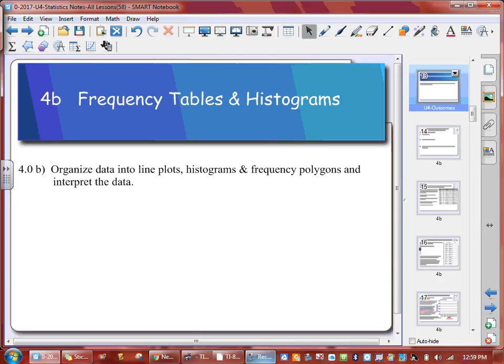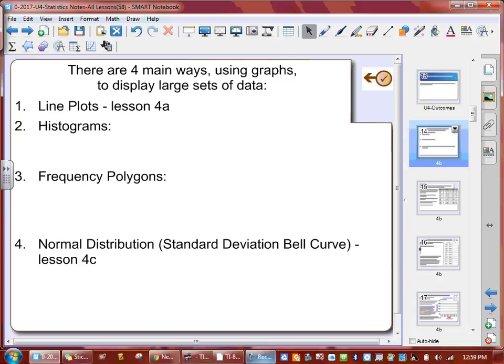Welcome to Lesson 4B of Unit 4 Statistics. So we're going to be talking about frequency tables and histograms, so organizing large pieces of data and being able to display it on a graph. So we need to remember what histograms and frequency tables are all about.